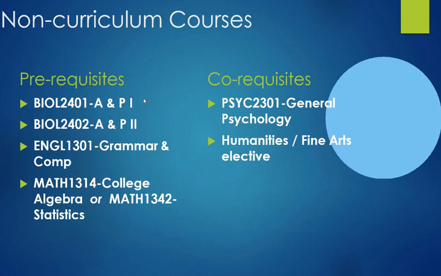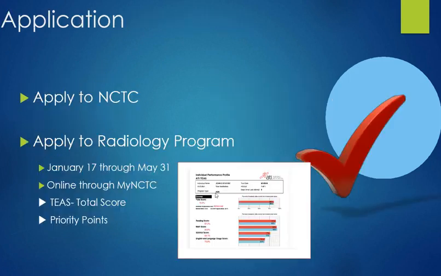Also, if you take those prerequisites, you do get more priority points, and that goes into your application total points that we'll talk about in a little bit. So taking those co-reqs is going to be beneficial to you before you get in the program, because they can contribute to your priority points, which is your overall total score to get in the program, and we'll talk about those in a little bit.